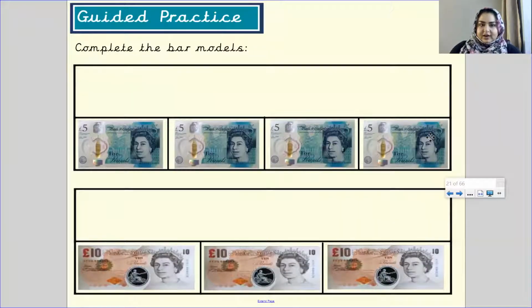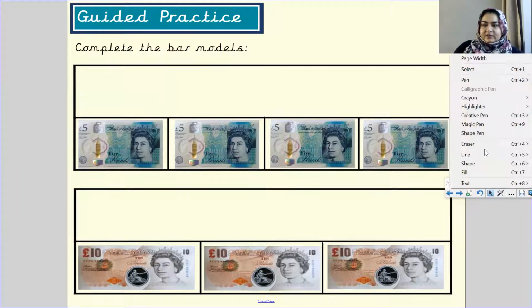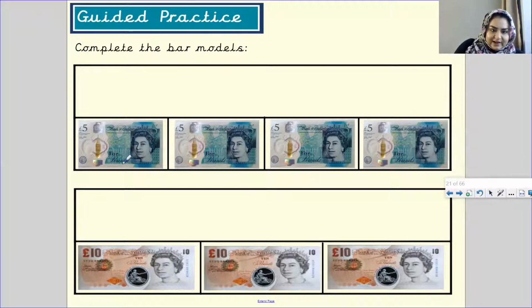Now, this is your guided practice. On your mini whiteboards, can you complete the bar model? Before you do that, let me just explain it to you. So if we know that this is worth £5, what do you think each square will have in it? Fantastic. So now if this is 5 and this is 5, and the reason we have 5 is because this £5 has 5 little dots inside.